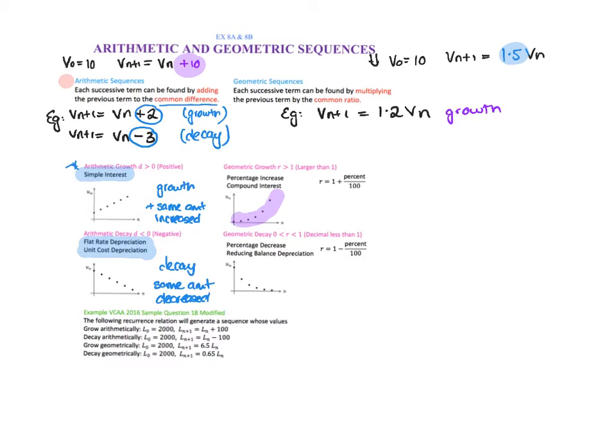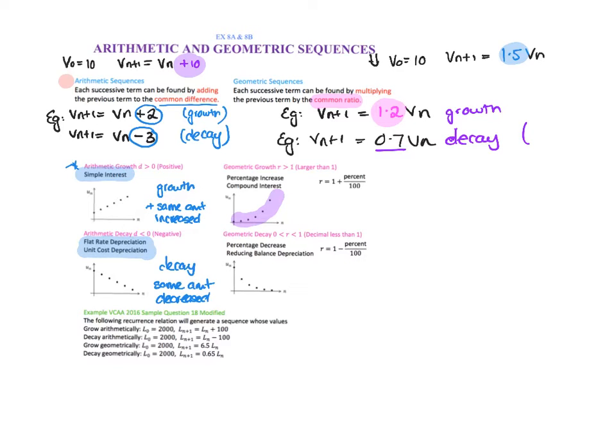So if you have a look here, the common ratio is that bit there. That's the common ratio. So if we have growth, the number is more than 1. If I had an example of decay, you will see a number less than 1. So I might say 0.7 Vn. That would be a decay, because this number is less than 1. So that number there.